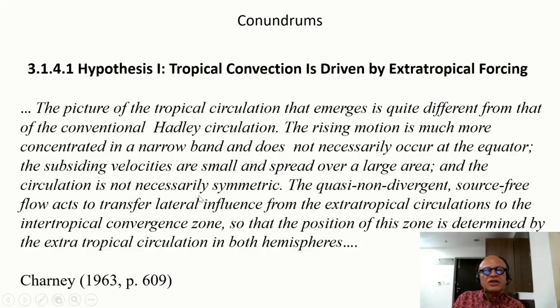And the circulation is not necessarily symmetric. We know that. If the ITCZ is not on the equator, then the circulation obviously is not symmetric. You have strong cross-equatorial flows. The quasi-non-divergent, source-free flow acts to transfer lateral influence from the extratropical circulation to the intertropical convergence zone, so that the position of this zone is determined by the extratropical circulation in both hemispheres. So this is a dramatically different idea than a thermally direct cell that we invoke in the Hadley circulation.